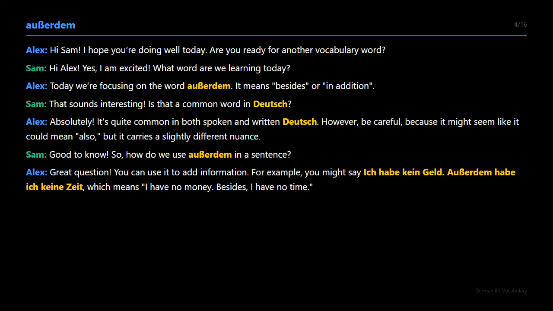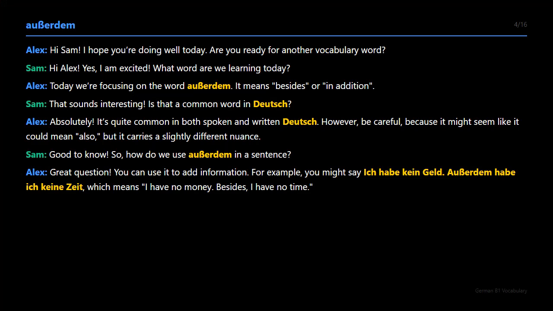Today we're focusing on the word Außerdem. It means besides or in addition. That sounds interesting. Is that a common word in Deutsch? Absolutely. It's quite common in both spoken and written Deutsch. However, be careful, because it might seem like it could mean also, but it carries a slightly different nuance.